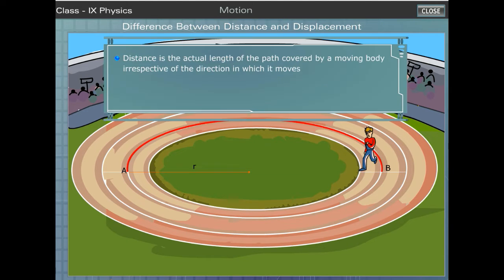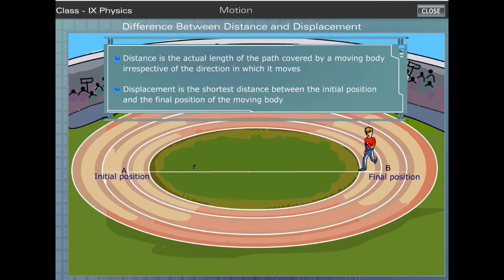Thus we can define the distance covered by a moving body as the actual length of the path covered by the moving body irrespective of the direction in which it moves. And displacement can be defined as the shortest distance between the initial position and the final position of the moving body. Displacement can also be defined as the distance covered in a particular direction.